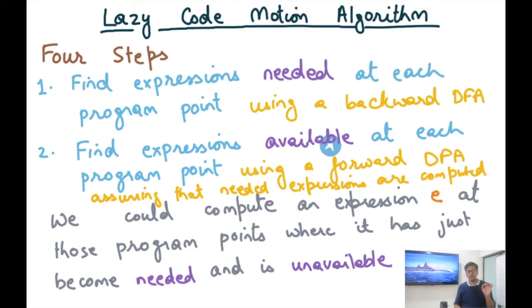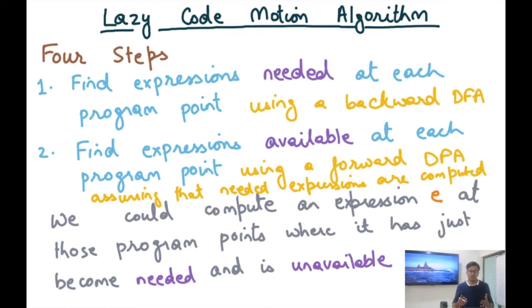This is almost like available expressions, but with a slight twist, because we don't just say that an expression is available on a path if it is actually computed, but we also say it is available on a path if we see that it is needed at some program point in that path. So we could compute an expression E at those program points where it has just become needed and is unavailable. So once we have needed and available, what do we do?